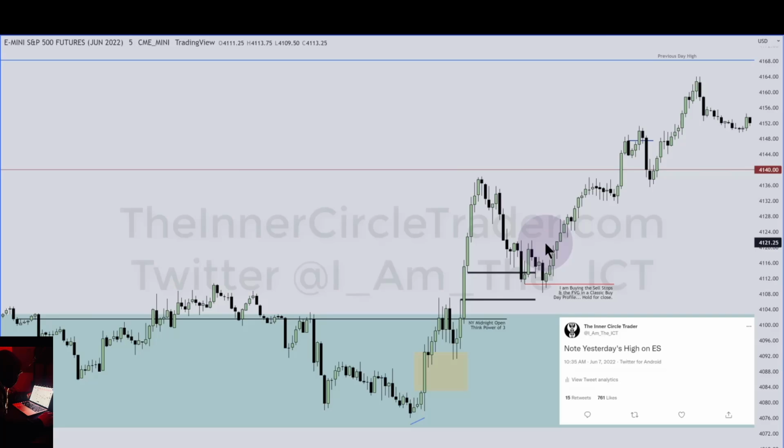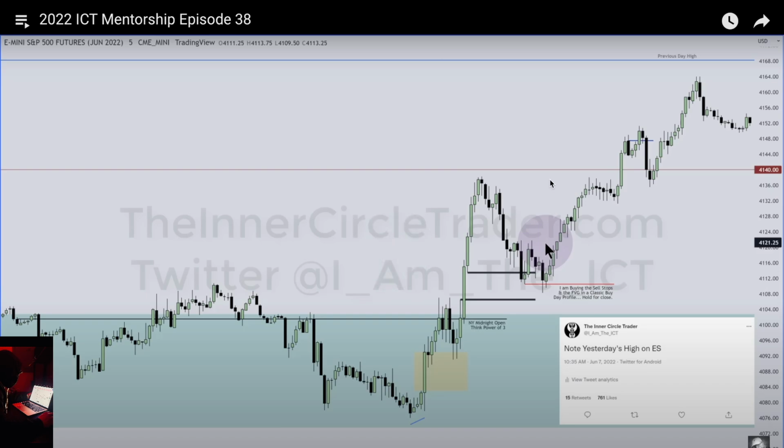When the model speaks, I'm going to show you. But I'm also teaching you how you still learn to read price when the model isn't giving you a setup. Because the market isn't going to give you that model's entry, setup, and framework every single day. All you need is one model, guys.